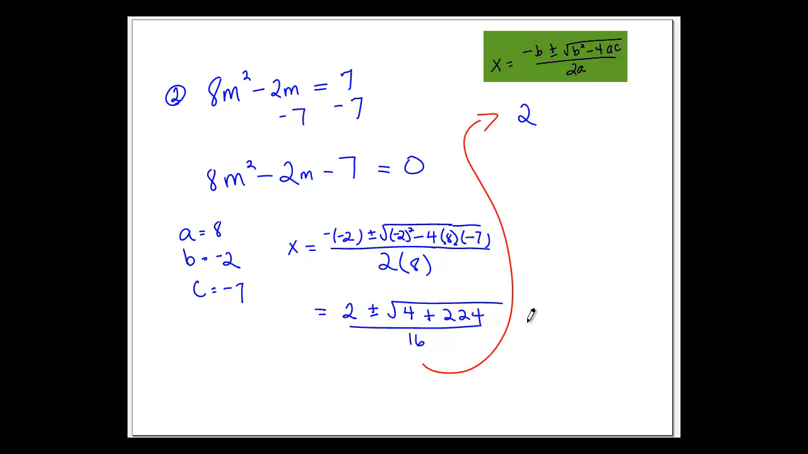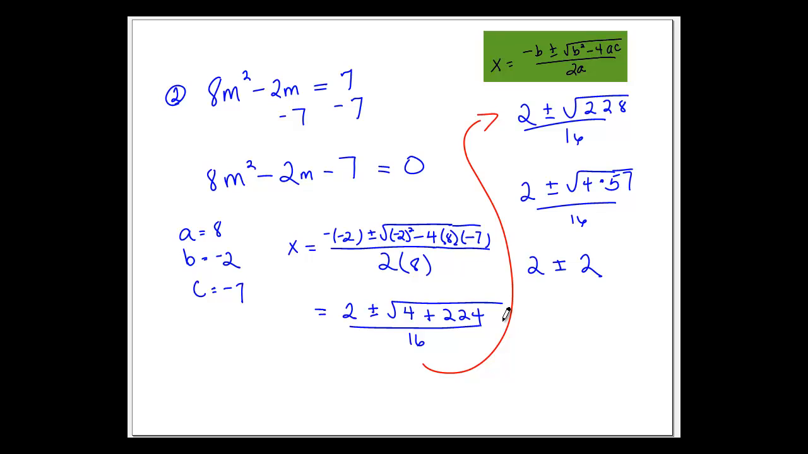Your next step from there, 2 plus or minus the square root of 228 all over 16. 228 is not a perfect square, but it will simplify. You can break it down to be 2 plus or minus the square root of 4 times 57 over 16. 4 comes out as a perfect square, that's the square root of 4, which is 2, leaving 57 on the inside, all over 16.